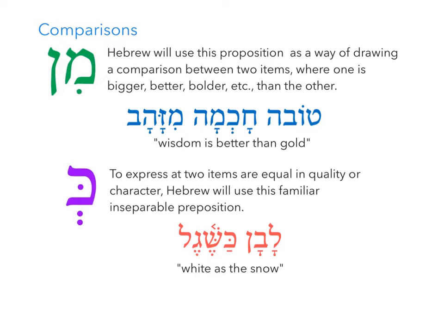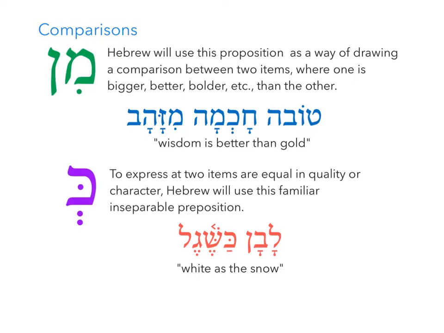So if that was its formation, now we're going to look at one of the important ways it functions in a sentence. And the term we're going to use to describe any function of any grammatical item in a sentence is syntax. So we're going to be talking more about syntax in the weeks and months ahead. The syntax of min, one of the functions of it, is to show comparison between two items. So far we've said that this word will mean from or some of, but when it's used in a comparative sense, it is showing that one item is bigger, better, bolder than another.